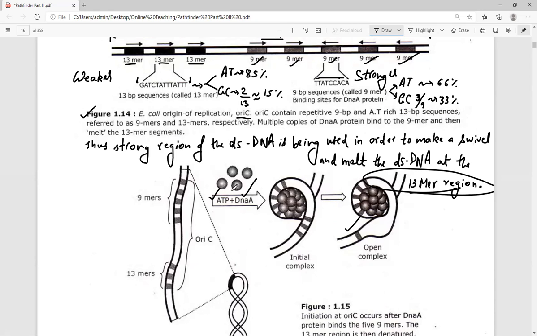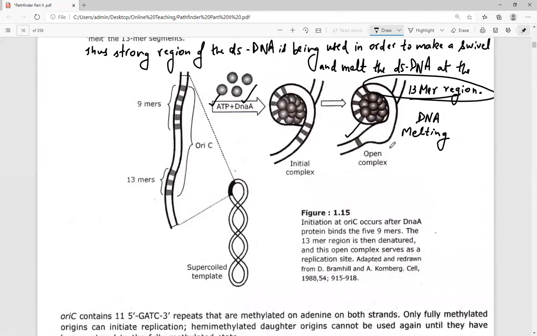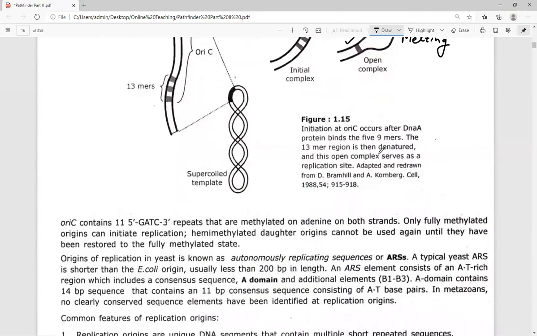The first protein that binds at the 9-mer region is the DNA helicase, called DnaA protein. This DnaA protein causes the melting of the DNA. Here the DNA melting is going to take place. The DNA melts and gets converted into an open complex.